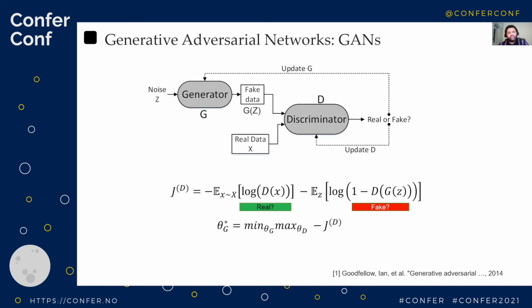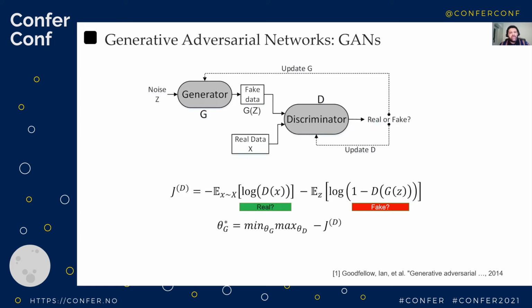A GAN learns to generate data that looks realistic with the help of 2 networks, as shown in this figure. A generator G takes a random noise vector Z and generates a data sample G of Z. The second network is the discriminator D, which has access to the real data X, and its task is to classify if those samples G of Z are real or not.